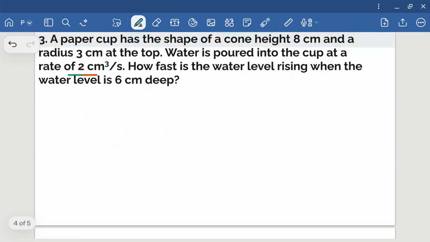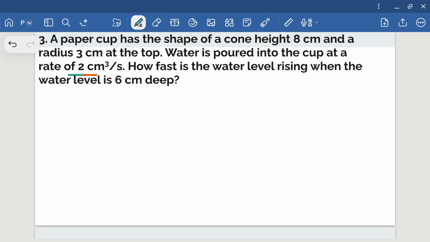If you're following along in that textbook, question number 2 is from 3.4, so we are just going to skip that over and go to question number 3. And question number 3 is a rates question. This one is talking about the shape of a cone having height of 8 and a radius of 3. The water is poured into a cup at a rate of 2 centimeters cubed per second. And then the question is, how fast is the water level rising? So that is another rate, when the water level is 6 centimeters deep.